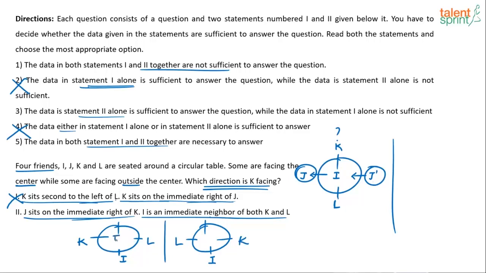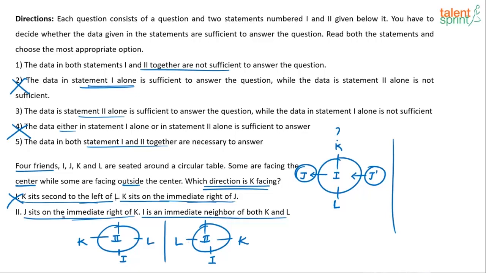Are you able to follow? Both are with respect to statement 2. The point is, I is an immediate neighbor of both K and L means I is between K and L. So it can be KIL or LIK. We cannot talk about directions here because nothing is given with regards to directions.